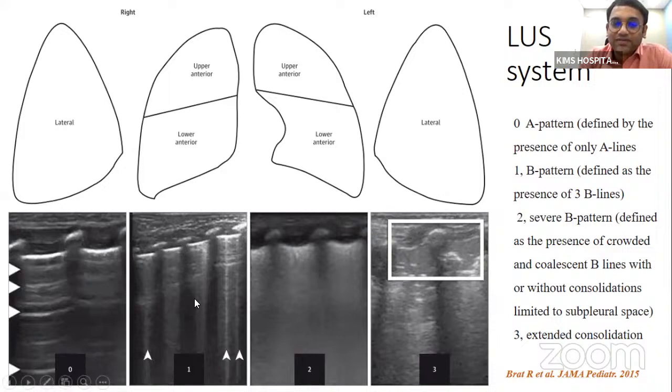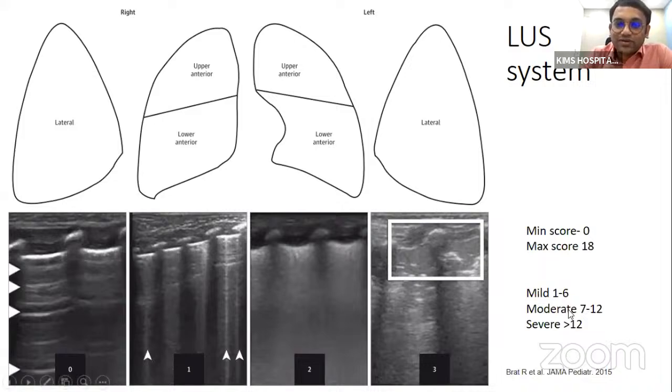0 is a normal A lines pattern, 1 is simple B patterns with B lines, 2 is severe, coalescent B lines with or without subpleural consolidations, and the score 3 is when there are extensive consolidations with pleural thickening and more like a liver. So the minimum score is 0 when the entire lung is normal. The maximum score is 18, where you can see the extensive consolidation.